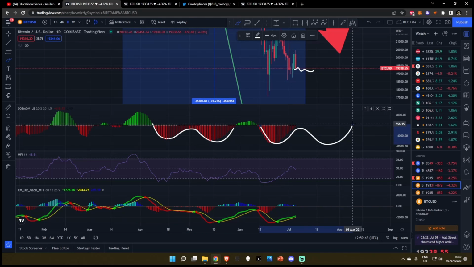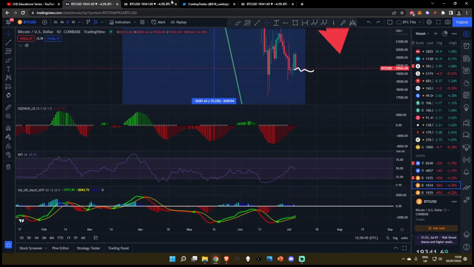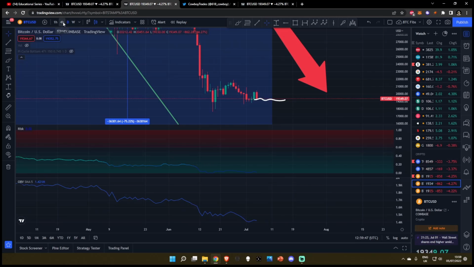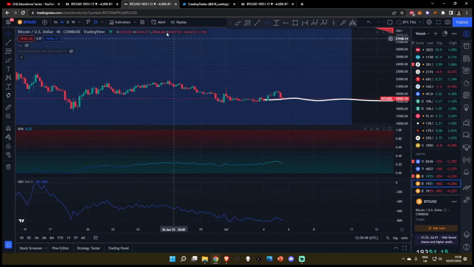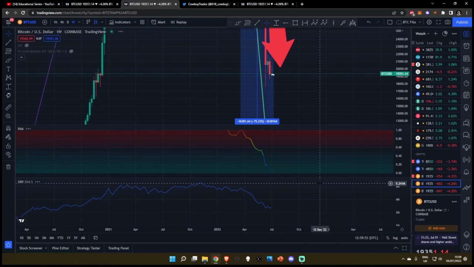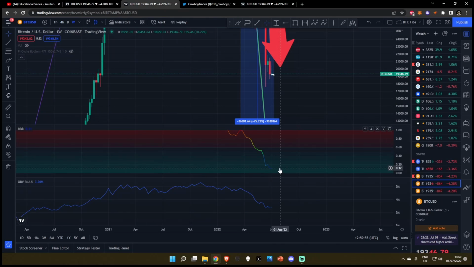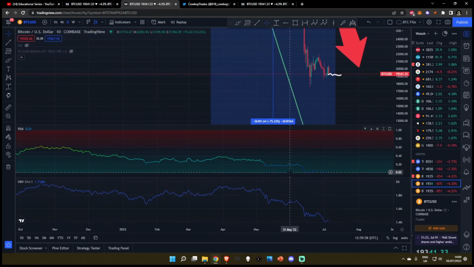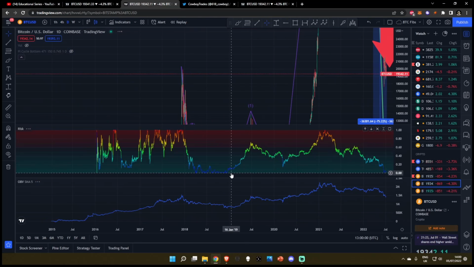This is what I think is going to happen, another bearish leg to the downside. Let's look at a couple of our other indicators. Let's talk about the risk metric. On the higher time frames, I would definitely like to emphasize the risk metric is the lowest that it's ever been. We really haven't seen the risk metric this low.